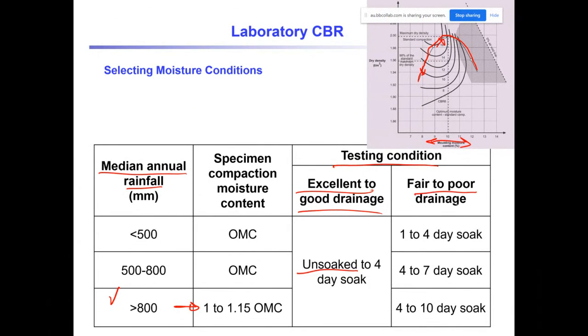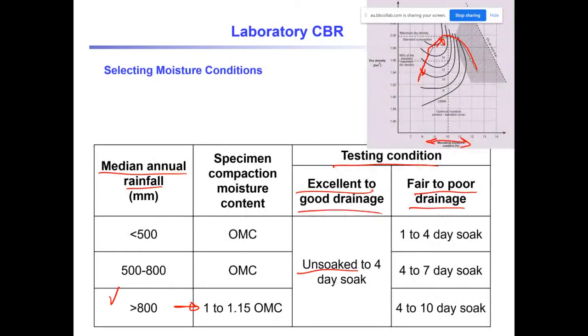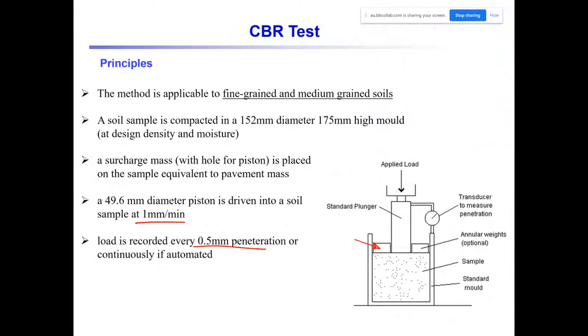But if you are considering poor drainage condition, then you need to soak the sample for a longer time. Longer soaking time means lower CBR value, right? So when you soak the sample for a longer time, it will give you lower value of CBR generally. So these are the drainage conditions.